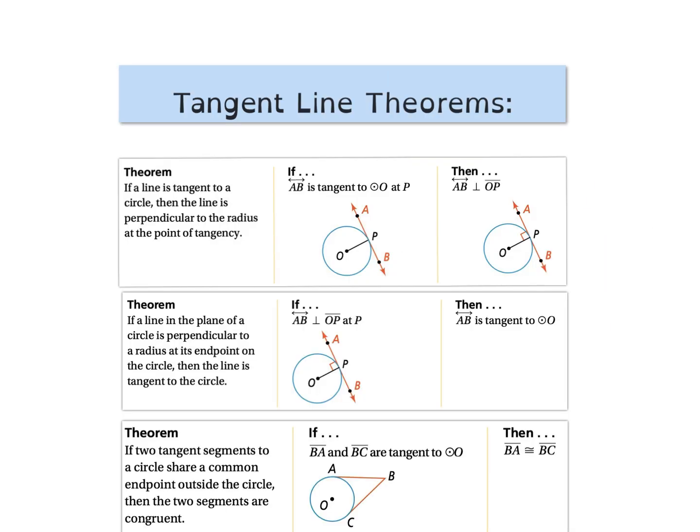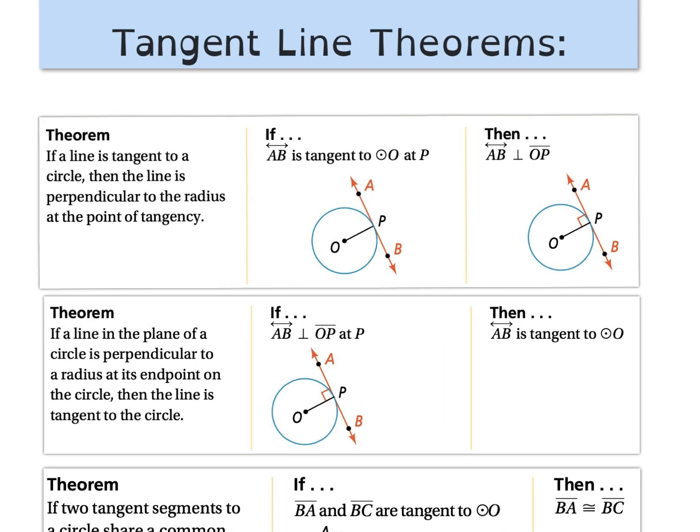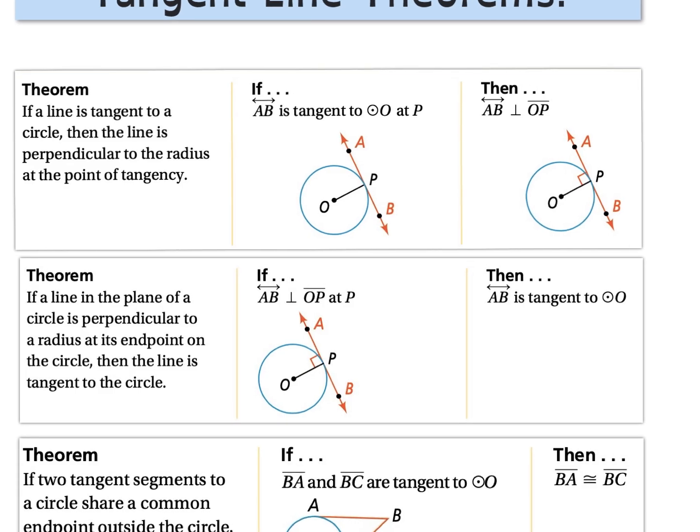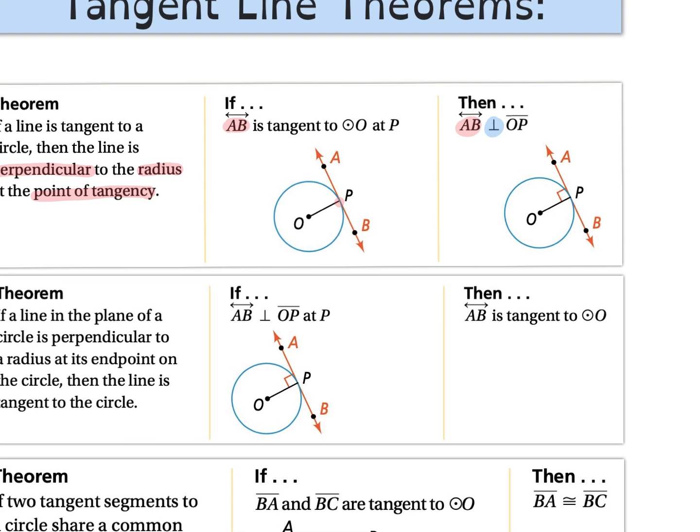So let's look at some tangent line theorems. Let's look at the first theorem about tangent lines. It simply says that if a line is tangent to a circle, then the line is perpendicular to the radius at the point of tangency. So if ray AB in here is tangent to circle O at P, then we can conclude that AB is perpendicular, this is the sign for perpendicular, to line segment OP.